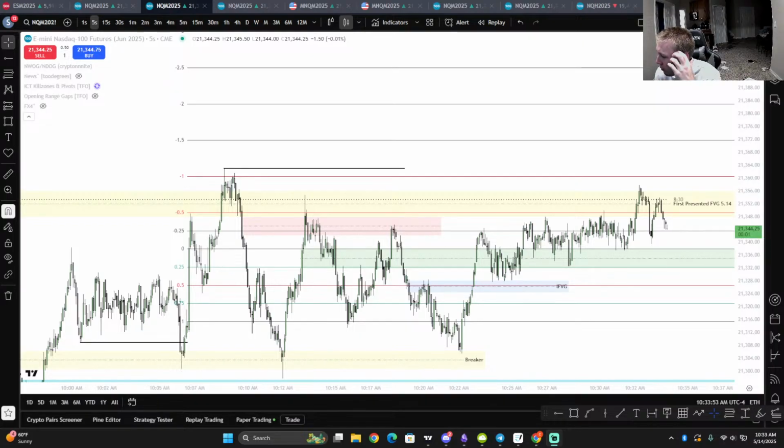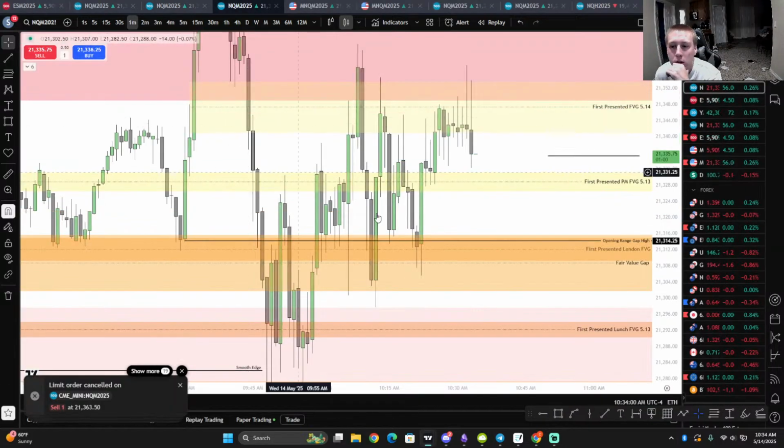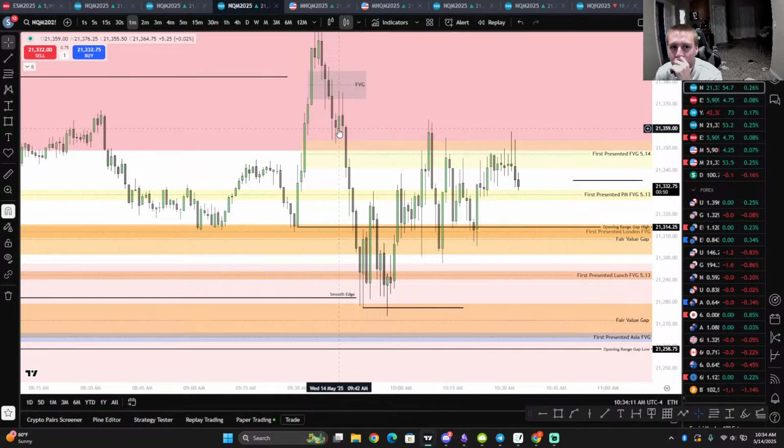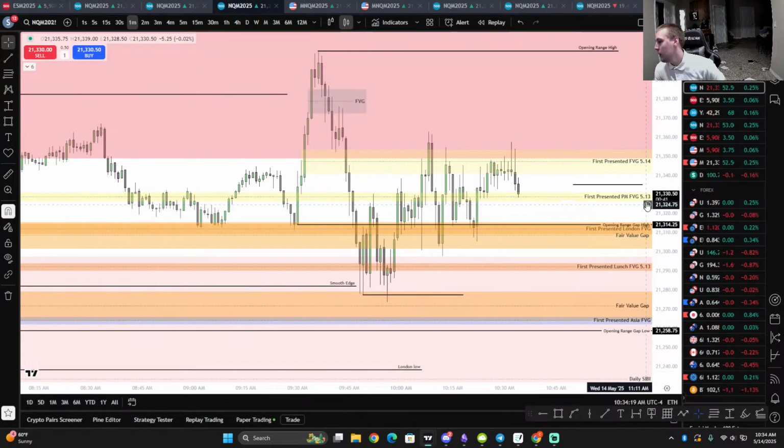The 9.42 bearish fair value gap. Inverse fair value gap. $9.42 on the 1 minute. Good morning. What's paper trading? Paper trading is just a demo account.